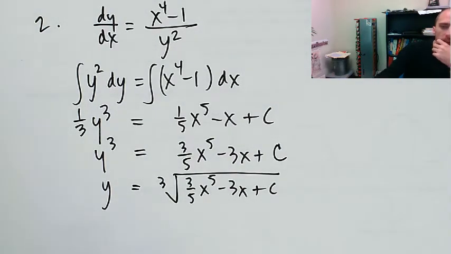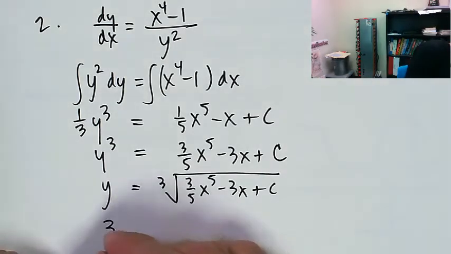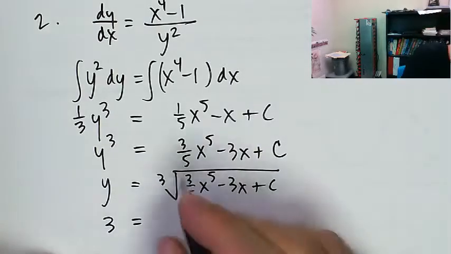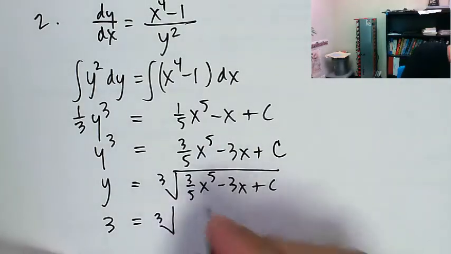So y is the cube root of 3/5 x to the 5 minus 3x plus c, with the cube root going over all of that stuff. And then the initial condition that they gave me was x is 0 and y is 3. So 3 is, oh, I worked this one in class for one of my classes. I remember now.